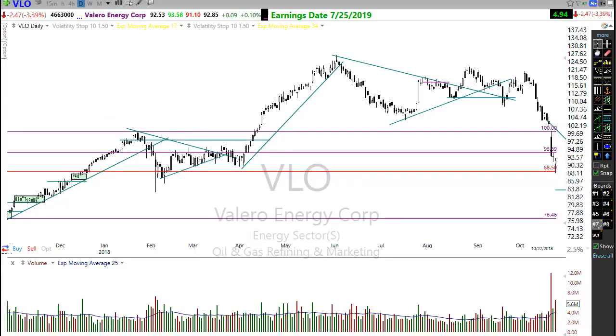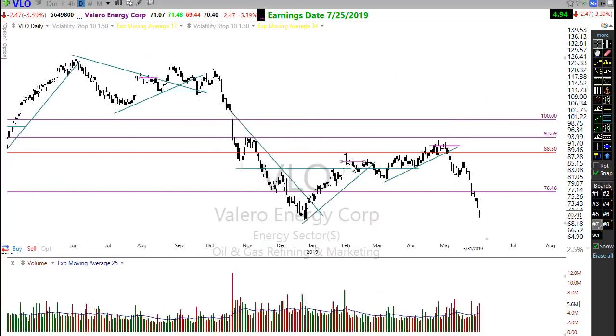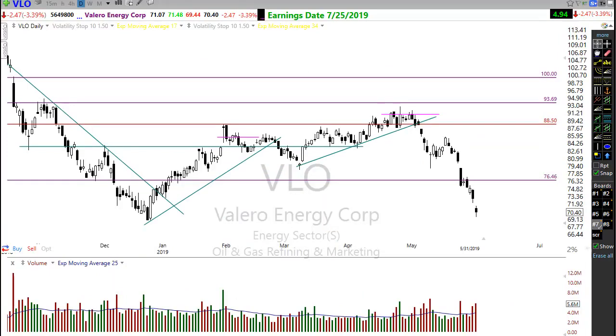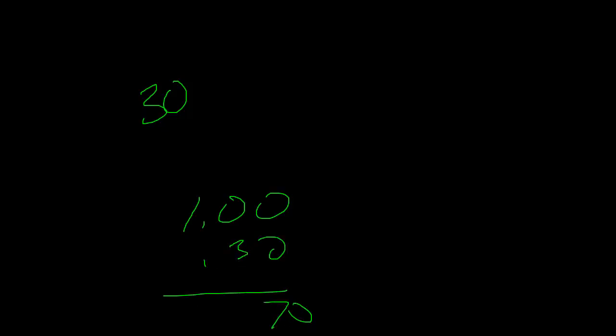Carlos, margin on credit spreads is defined by your risk. It's very, very simple. If you have a dollar wide spread and you've collected 30 cents on that spread, what's your risk in that trade? Well, it's $1 minus 30 cents. Your margin is going to be $70 on a single wide spread. That's your max risk.